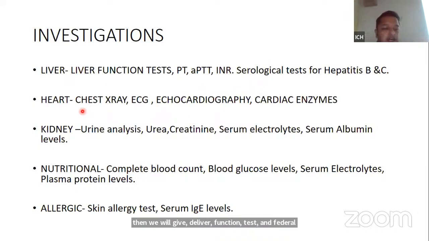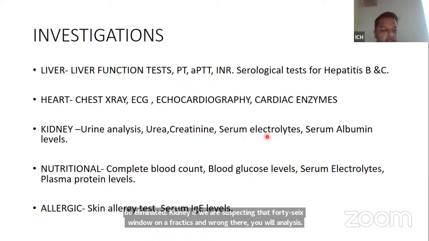If we are suspecting cardiac origin, then we'll give chest X-ray, ECG, echocardiography, and cardiac enzymes. Like in heart failure, BNP and NT-proBNP can be elevated. For kidney, if we are suspecting nephrotic syndrome or nephritic syndrome, then urine analysis, urea, creatinine levels, serum electrolytes, and serum albumin level will give us important clues.